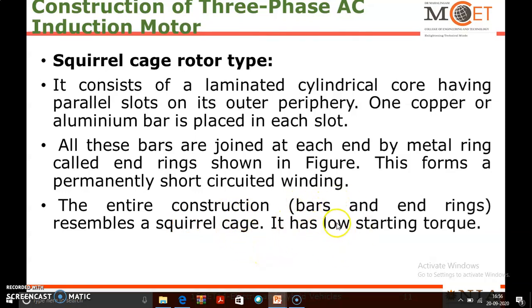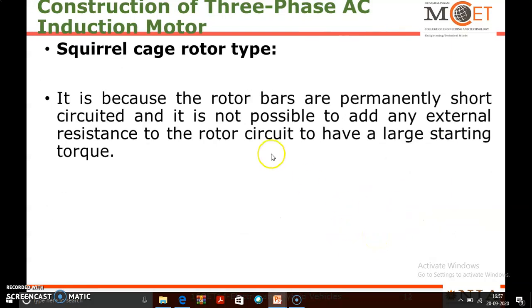The squirrel cage induction motor's main drawback is that it has a low starting torque only, whereas the slip ring induction rotor has a high starting torque. This is because in the squirrel cage induction motor the rotor bars are permanently short circuited and it is not possible to add any external circuit to the rotor circuit to get a large starting torque. So the squirrel cage rotor will not have a high starting torque like the slip ring rotor.